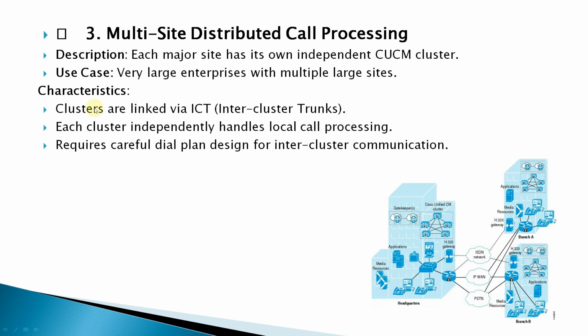So the characteristics of this are that clusters are linked via an intercluster trunk, that is ICT. So if you can see over here, the sites are connected with WAN connectivity, right? So we need to create one SIP trunk in the headquarter site for communicating with branch A, and same way we need to create the same intercluster trunk for site B. Same way we have to create this intercluster trunk from branch A to headquarter or branch A to branch B, right?